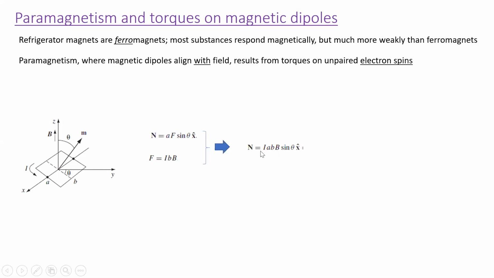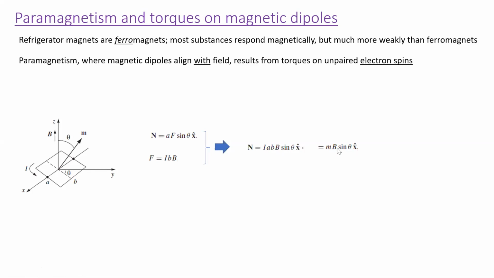You may recognize I times A times b. Well, a times b is the area of this loop, and I, the current, times the area is what we called, in the previous lecture on the magnetic multipole, the magnetic moment. So the magnetic moment is I a b, and so we have m B times sine theta x hat.